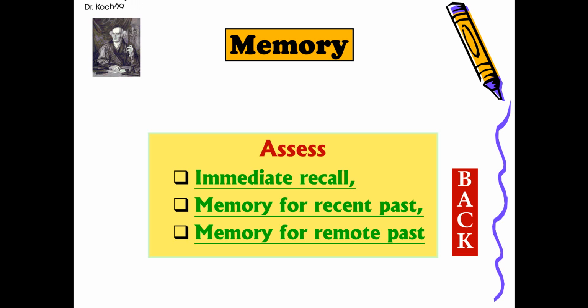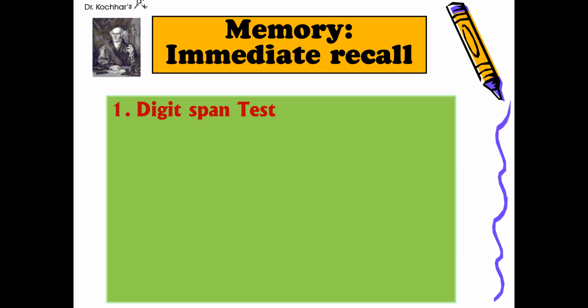Actually the past is of two things. Memory is always about the past. Memory cannot be about future, no. So this is a double adjective added here. But then we mean that about recent past and about the remote past. Let us see how to examine this.